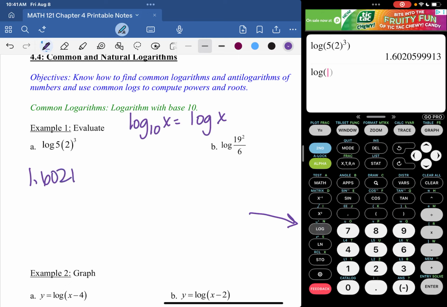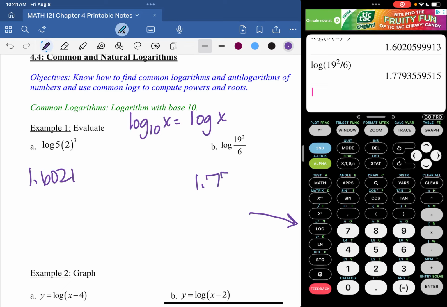And then the next one, log of 19 squared over 6, 1.7794.